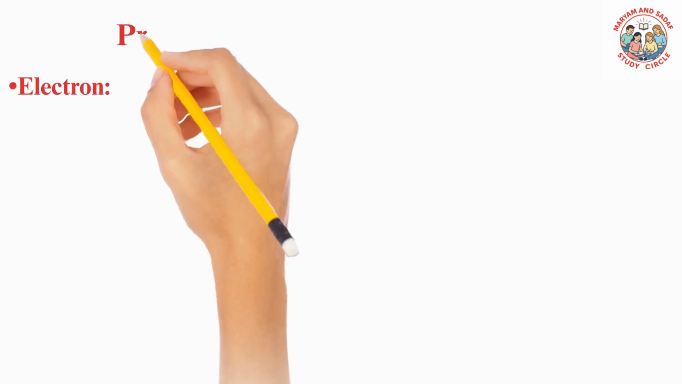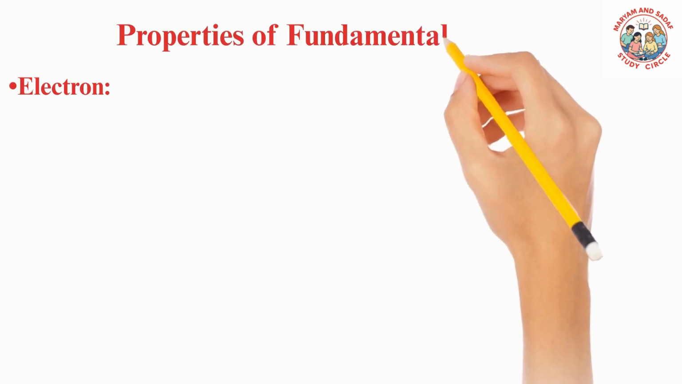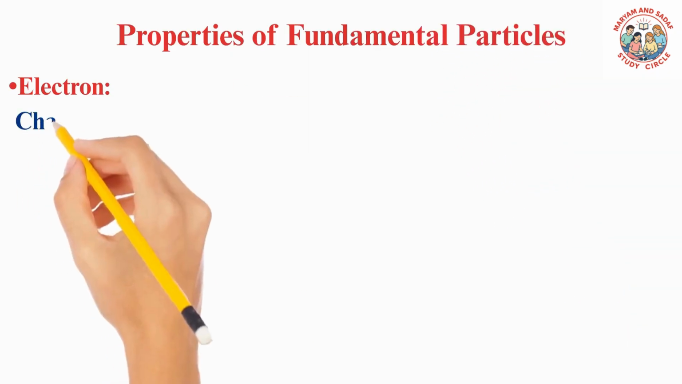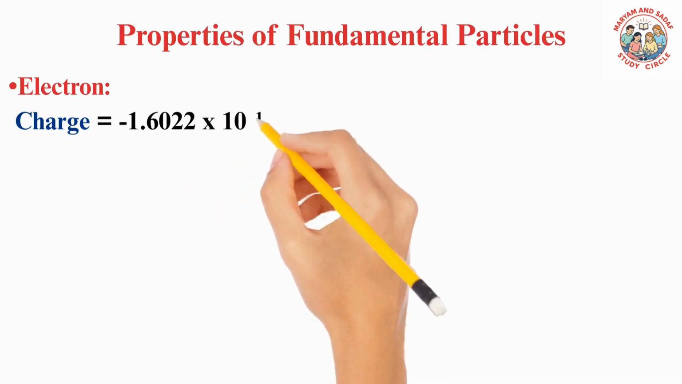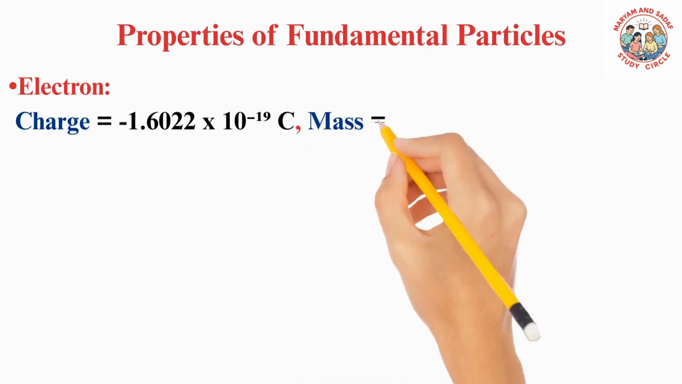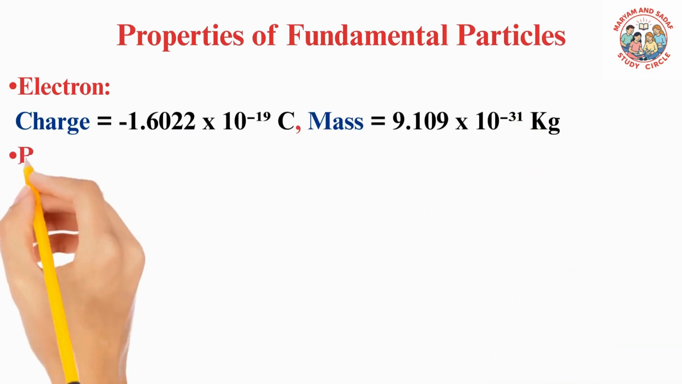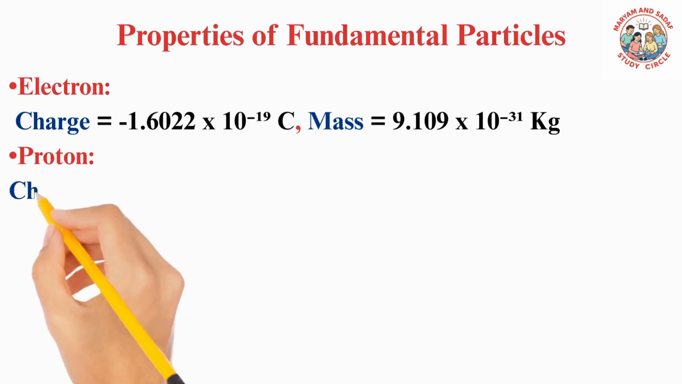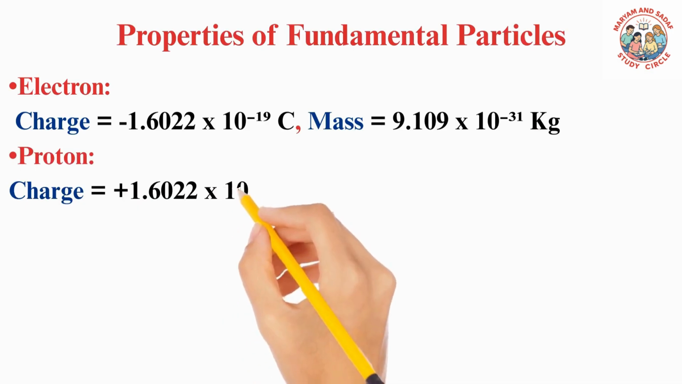Properties of fundamental particles. Electron: charge equals negative 1.602 times 10 to the power of negative 19 coulombs. Mass equals 9.109 times 10 to the power of negative 31 kilograms.